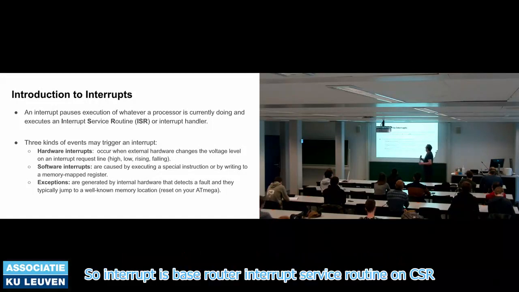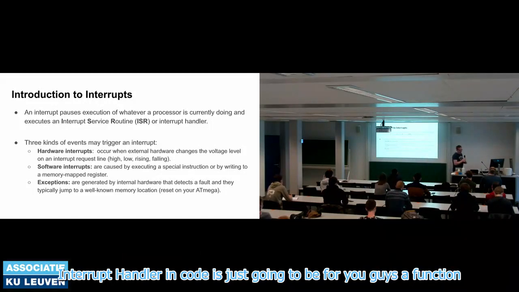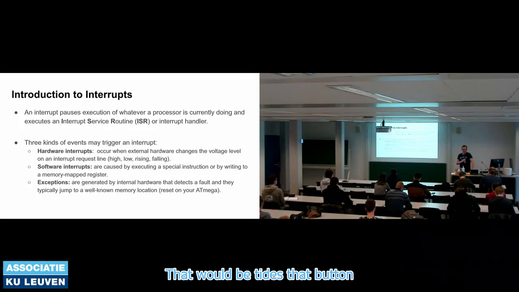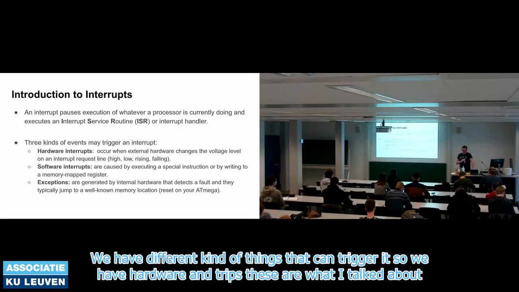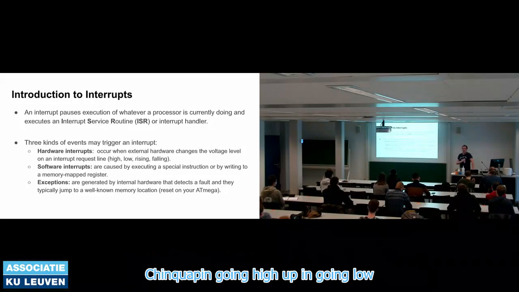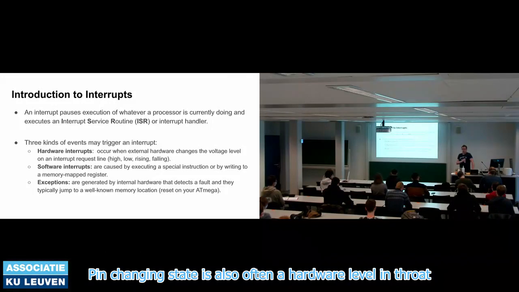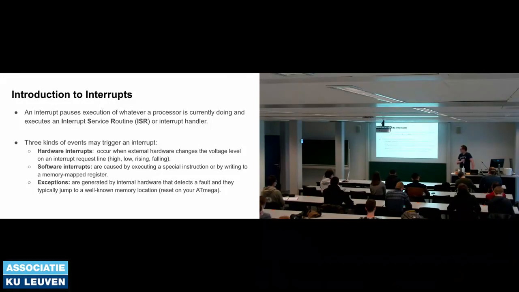So our interrupt is based around an interrupt service routine, or an ISR, an interrupt handler. And an interrupt handler in code is just going to be, for you guys, a function, right? And so you can imagine that we have an emergency stop function that will be tied to that button. We have different kinds of things that can trigger it. So we have hardware interrupts. These are what I've talked about so far. Think a pin going high, a pin going low. A pin changing state is also often a hardware level interrupt.